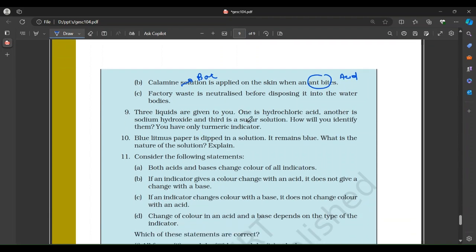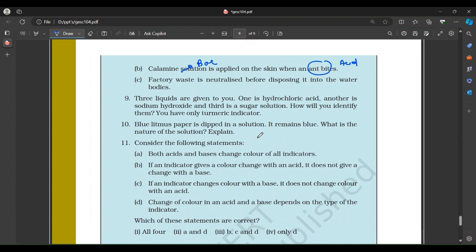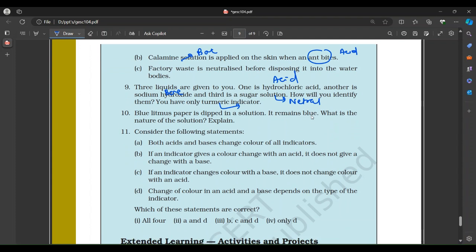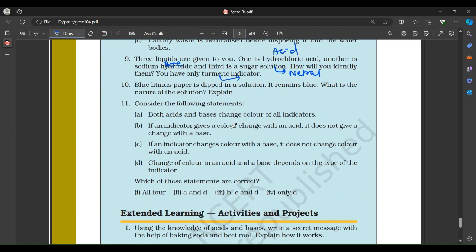Then three liquids are given to you: one is hydrochloric acid, another is sodium hydroxide solution, and the third one is sugar solution. How will you identify them? You have only turmeric indicator. In the same way, using turmeric indicator, hydrochloric acid is an acid, then this one is a base, and the sugar solution we don't know. It might be neutral in nature, right? Now, blue litmus paper is dipped in a solution and it remains blue. What is the nature of the solution? That is neutral.